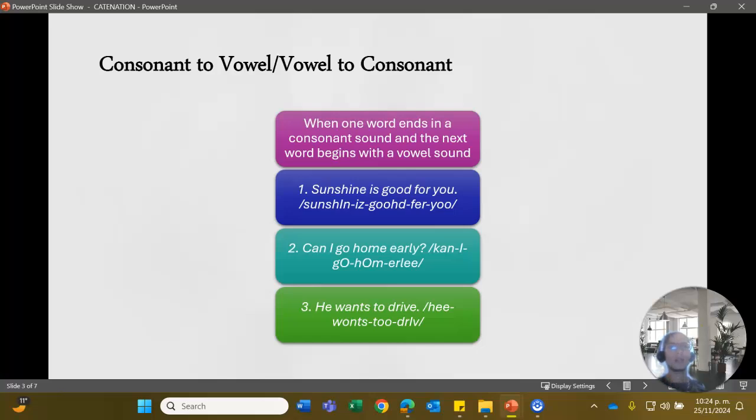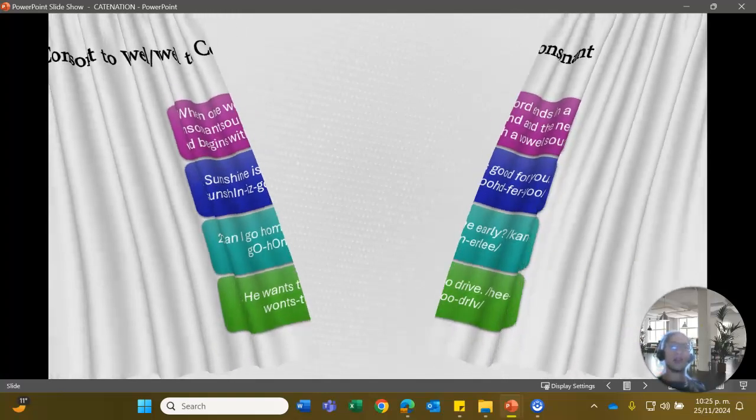So the first rule is consonant to vowel. When one word ends in a consonant sound and the next word begins with a vowel sound, you can link the two sounds. For example, "sunshine is good for you." You have the consonant sound at the end of one word, and the next word begins with a vowel sound. Sunshine is good for you. So this is the way that you can put the sounds together. Remember that we are talking about the sounds, not the writing. We are talking about the pronunciation. Okay? So this is the first rule that you have to take into account. Let's go with the next one.